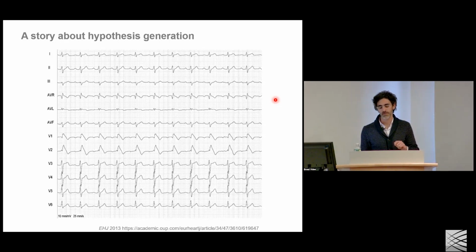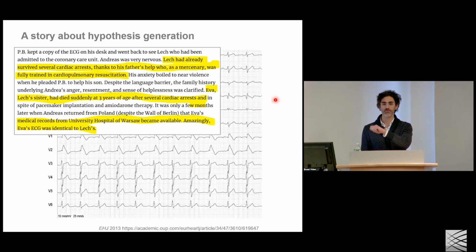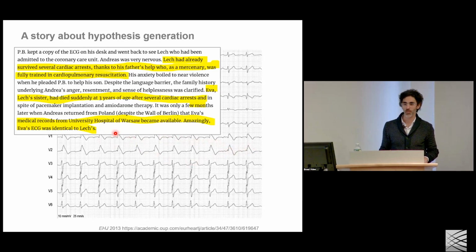Another improbable thing is that the three-year-old had already had a couple of cardiac arrests and survived. The three-year-old had an older sister who died at three years old of a cardiac arrest. And here, this is from the account of this story. The cardiologist in Spain managed to get the records from the Warsaw hospital where the sister died, and the ECG looked exactly the same. In particular, the thing that might stand out is that it looks really weird. It doesn't look like a normal ECG.